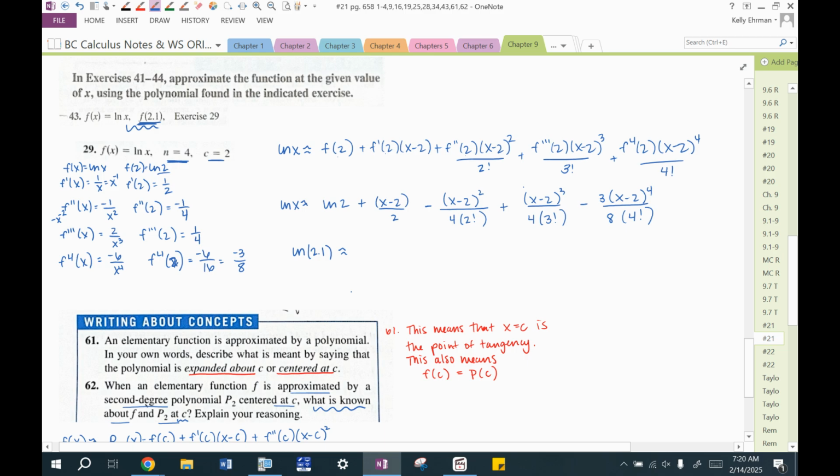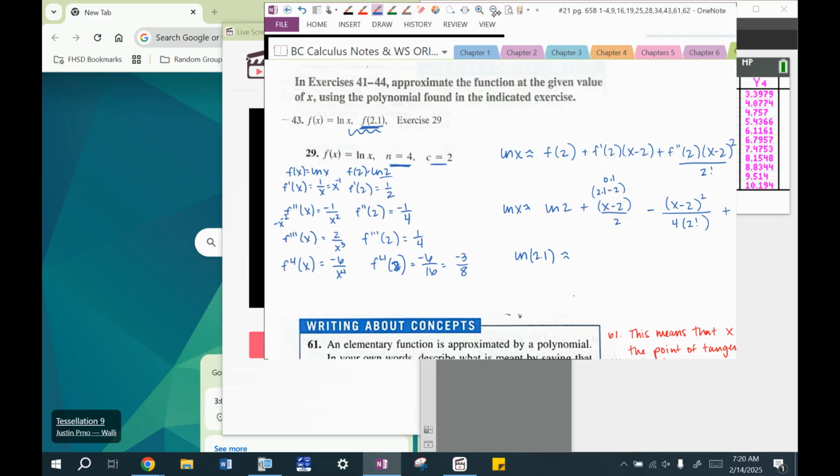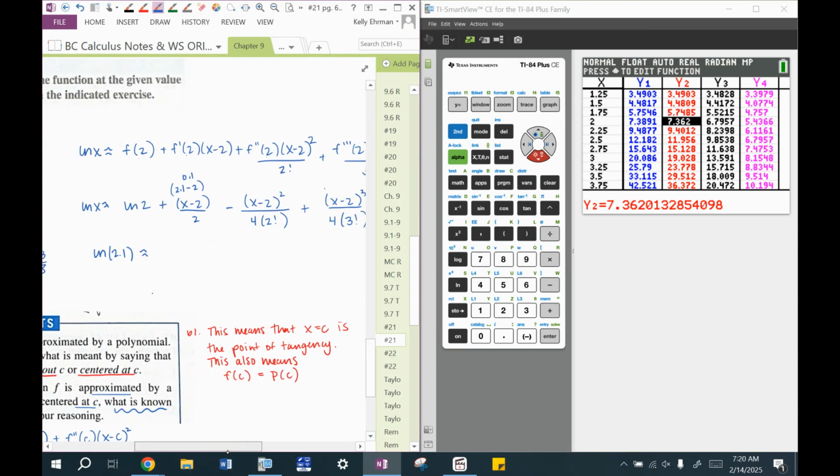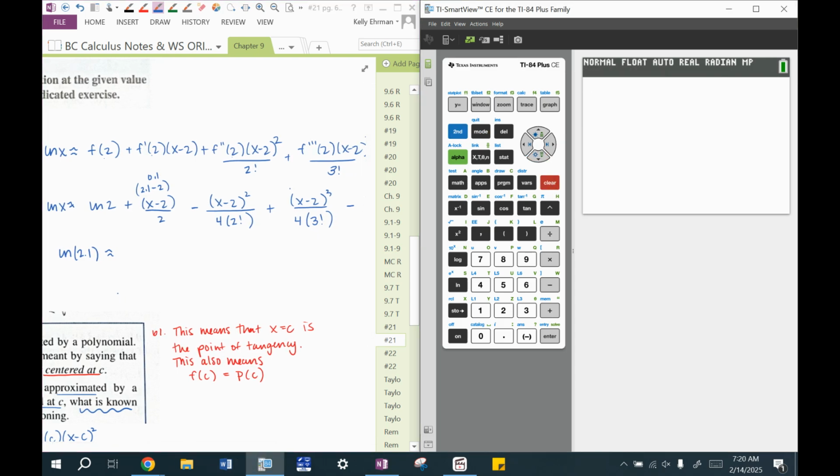Now, I'm going to use my calculator, obviously, but when I plug 2.1 minus 2 into each of these, I'm going to get 0.1. So to save myself a little bit of typing, I'm just doing this on my home screen. I am going to use 0.1 in parentheses. So it's ln of 2 plus 0.1 divided by 2 minus 0.1 squared. I don't need the parentheses. I just like having them so I don't forget about that piece. So 0.1 squared divided by, now here I either need to do the math or put parentheses around 4 times 2 factorial.